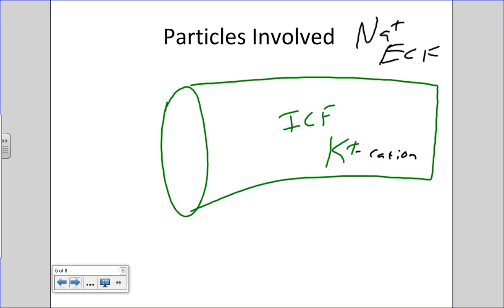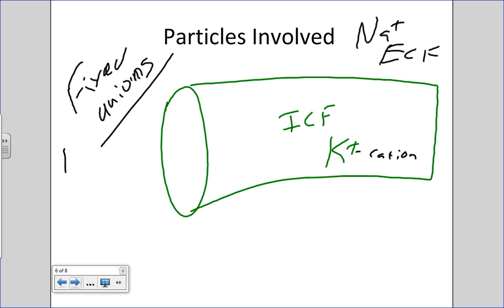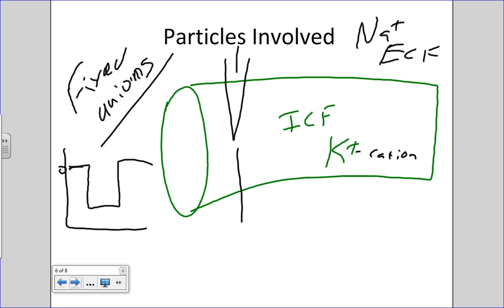There are also what are called fixed anions. Remember when I drew that graph at the beginning of the presentation, we said that as we stuck that electrode into the cell, while the electrode was traveling through the extracellular fluid, there was no charge. But then once it pierced the cell membrane, it dropped down to a charge of negative 90, and once it pierced back through the other side, we went back to 0.